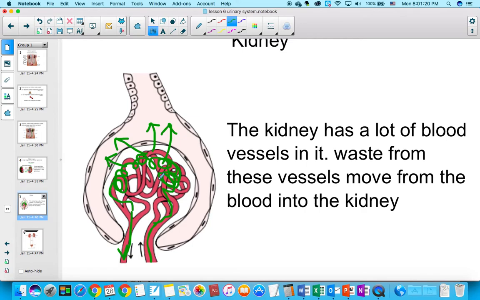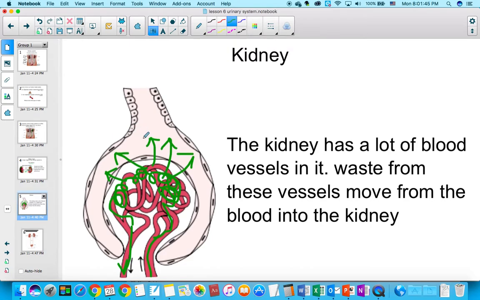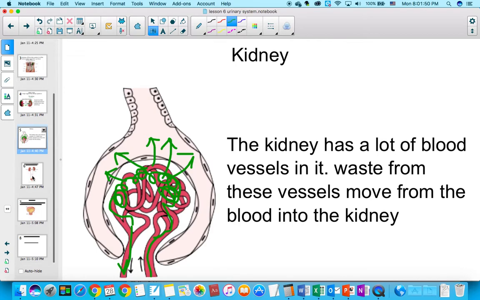The blood vessel wants to touch this part of the kidney as much as possible, because then the kidney can remove as much waste as possible. If any part of the blood vessel isn't touching the kidney, this is called a glomeruli, this part of the kidney, then the kidney can't take the waste out. And so to be efficient, to be effective, the blood vessels need to branch out and whirl around so that they can touch as much of the kidney as possible and allow the kidney to take the waste out of the blood.